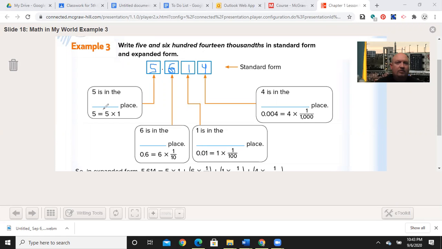So 5 is in the, let's grab this tool here, ones place, it's a whole number. 6 is in the tenths. Notice we don't have a ones place here, we just go right to the tenths. 1 is in the hundredths place. And 4 is in the thousandths place.